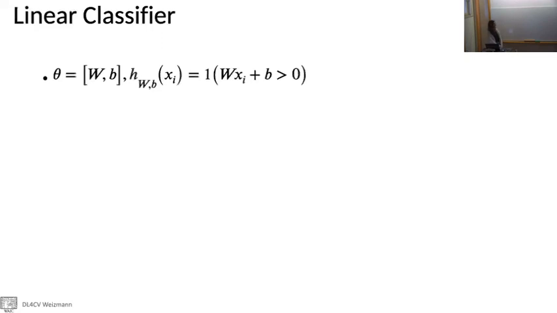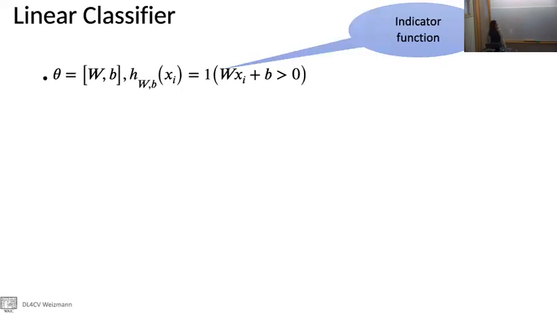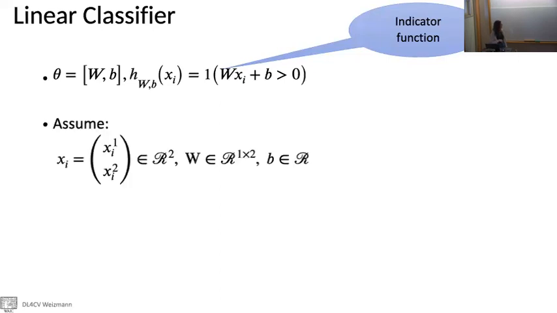And here theta is composed of two components, which is W, the weights, and B, the bias. And our hypothesis is just, given a new sample, applying a linear transformation with W and B. And 1 here is denoted as the indicator function. And we are asking whether this is positive or negative, meaning does this new point lie above or below this linear classifier.